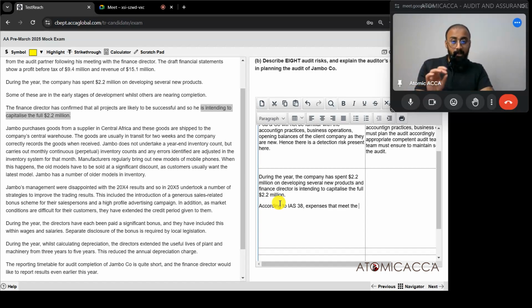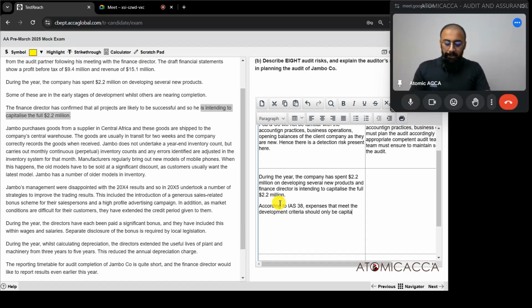If you're writing it, write the correct one. So according to IAS 38, expenses that meet the development criteria should only be capitalized. The remaining ones should be expensed out. So we told the accounting problem over here.